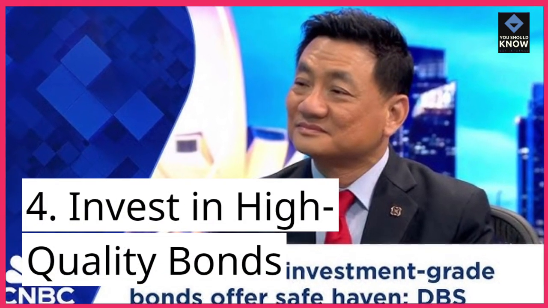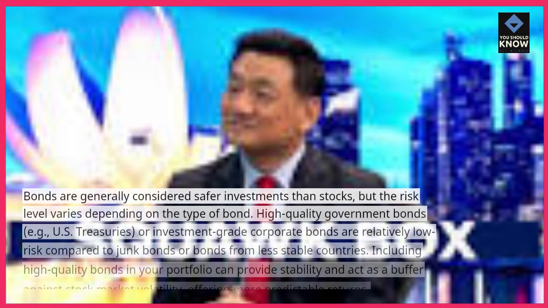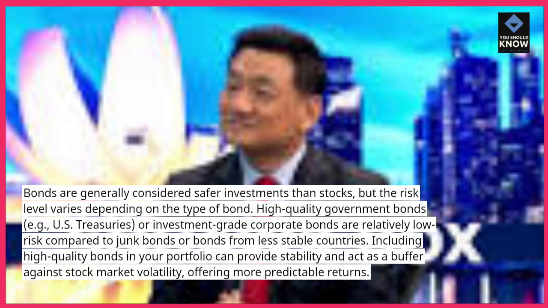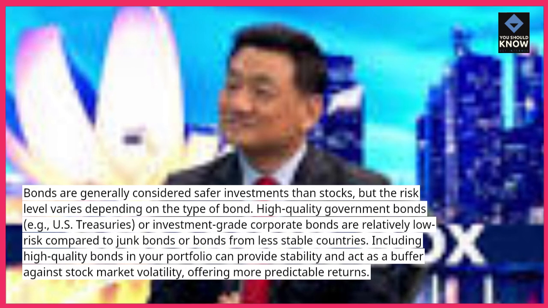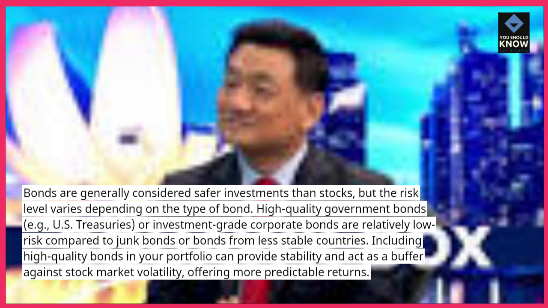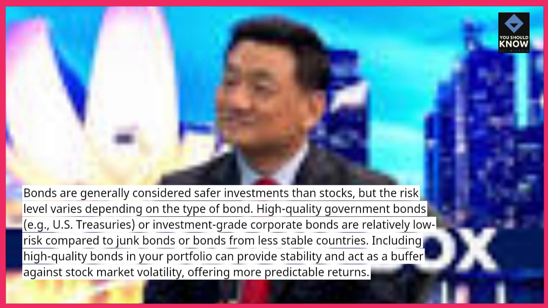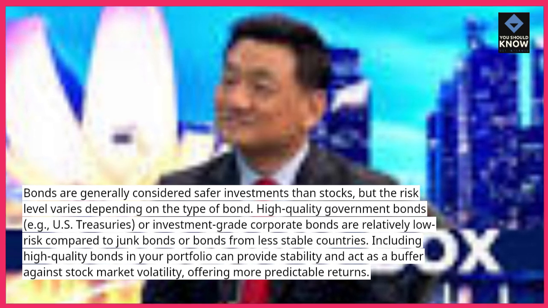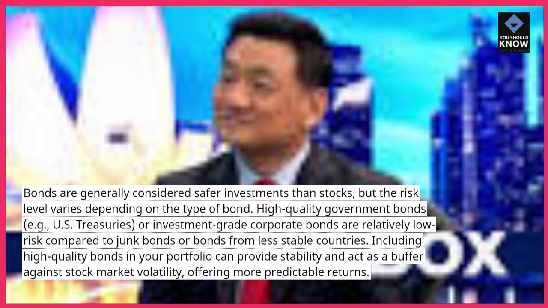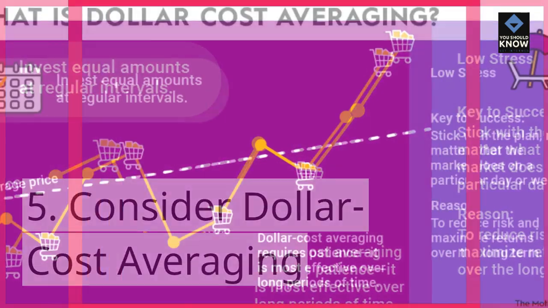4. Invest in high-quality bonds. Bonds are generally considered safer investments than stocks, but the risk level varies depending on the type of bond. High-quality government bonds, e.g., U.S. Treasuries, or investment-grade corporate bonds are relatively low risk compared to junk bonds or bonds from less stable countries. Including high-quality bonds in your portfolio can provide stability and act as a buffer against stock market volatility, offering more predictable returns.